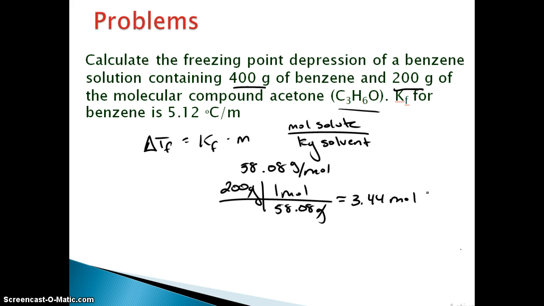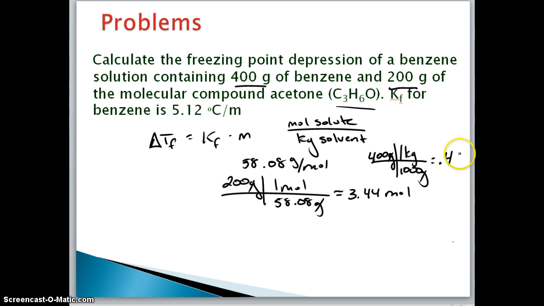Then we needed to have kilograms of solvent. Well, we have 400 grams of benzene. We need to convert that into kilograms. There are 1,000 grams in 1 kilogram, so the grams cancel, and we're left with 0.4 kilograms of solvent in that case. So to get our molality, we're going to put 3.44 moles over 0.4, which comes out to a molality of 8.61. We use a little m to symbolize our molality.